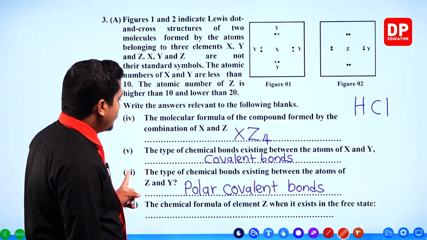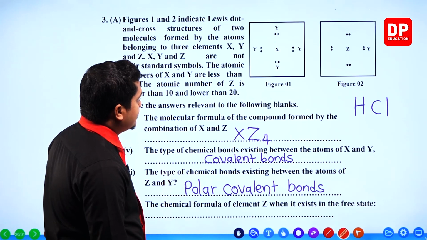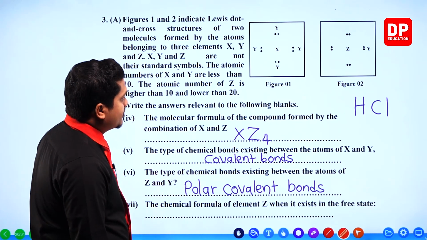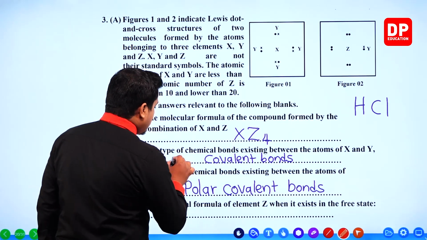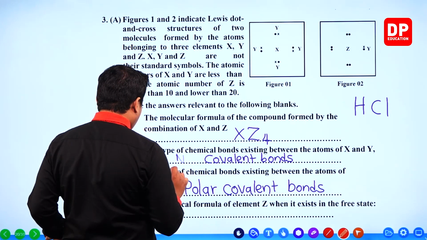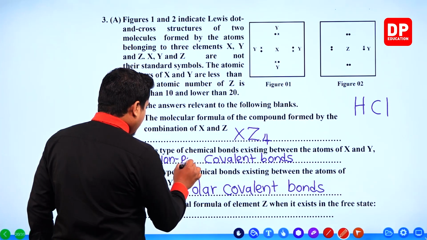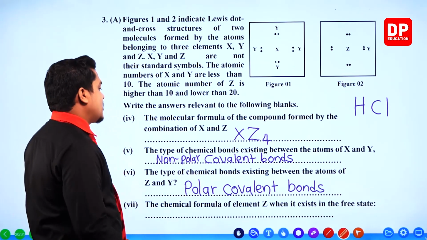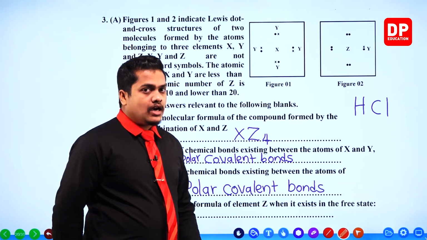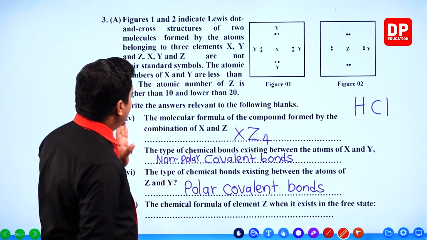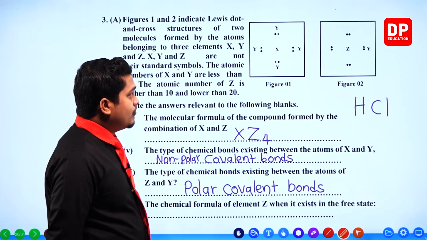right? For the top one, the type of chemical bonds existing between the atoms of X and Y, right? X and Y bonds. So for that one also, if you want, you can include like this, non-polar covalent compounds. Actually, that's much better. Non-polar, right? That's a much better answer, my dear children, because both of these substances are covalent compounds. That's why we can use these dot and cross structures to show the arrangement of their bonds.